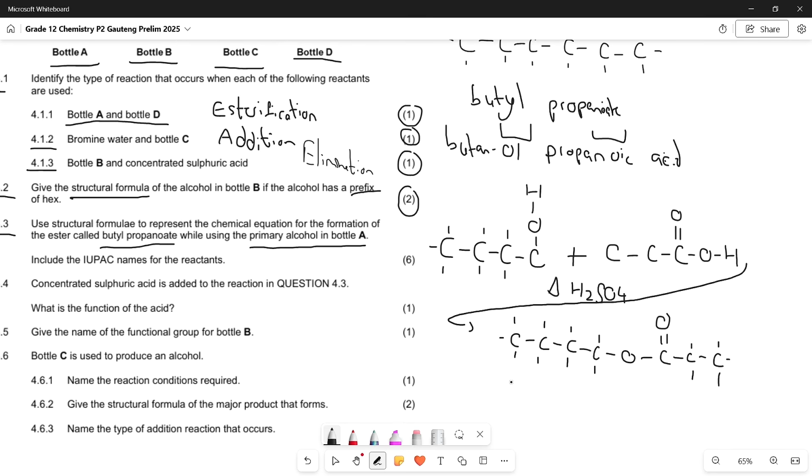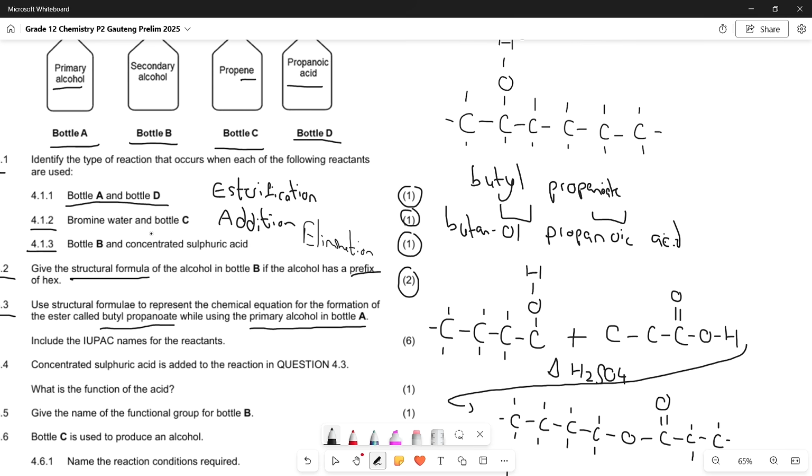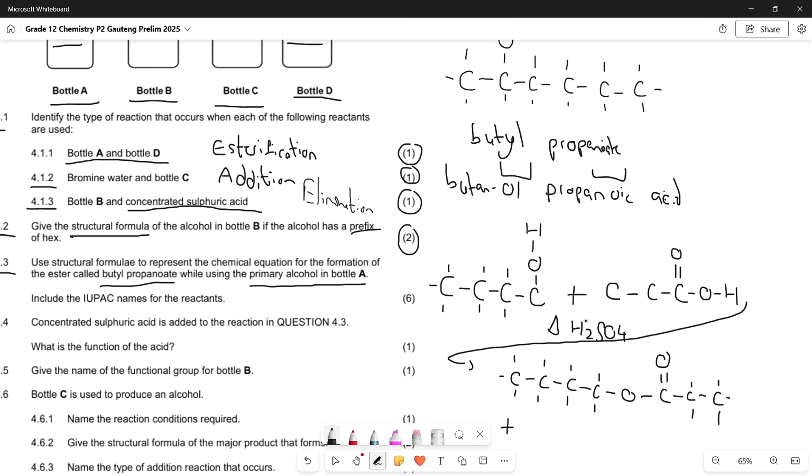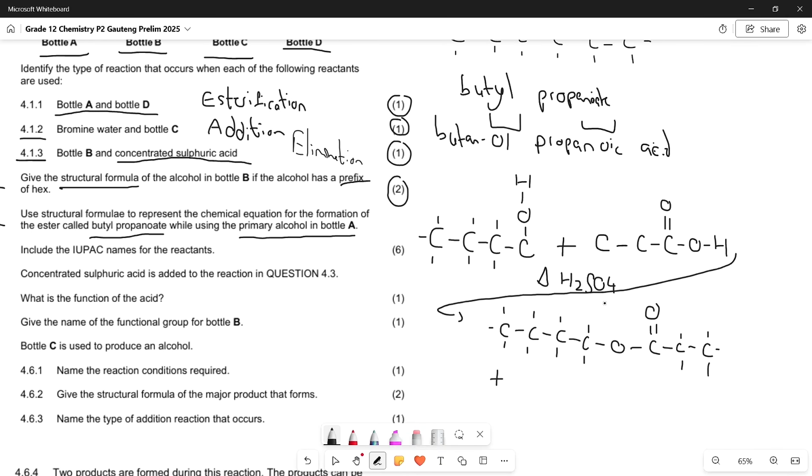And then one thing to keep in mind is that just like H2SO4 was used in our elimination reaction earlier for bottle B with concentrated sulfuric acid, H2SO4 is a dehydrating agent over here, which means that it has removed this H and this OH over here, which means H2O has been removed in this reaction. So we have that as a product as well. And that would earn us 4 marks for using structural formula to represent the chemical equation for the formation of this ester, butyl propanoate, while using our primary alcohol over here.